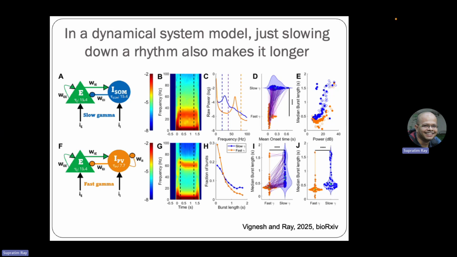Vignesh had a very nice model that he created, where they have an excitatory and inhibitory population which are talking to each other. And all he did was change the time constant. When the time constant is large, the rhythm is at a lower frequency. If you change the time constant, it becomes fast. But interestingly enough, this change is sufficient to actually increase the burst length.